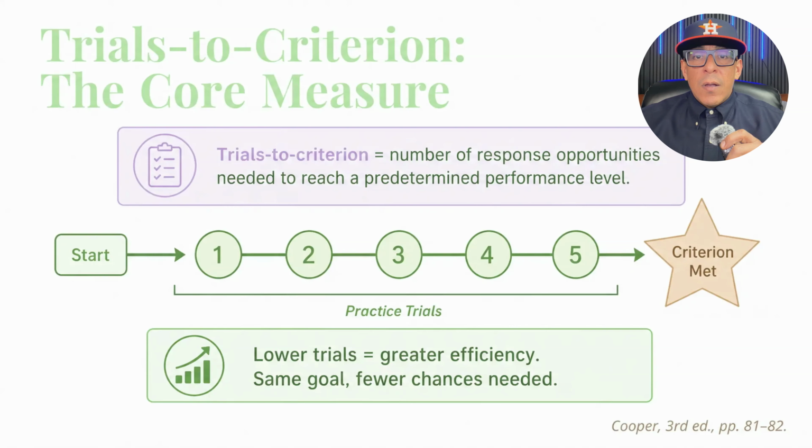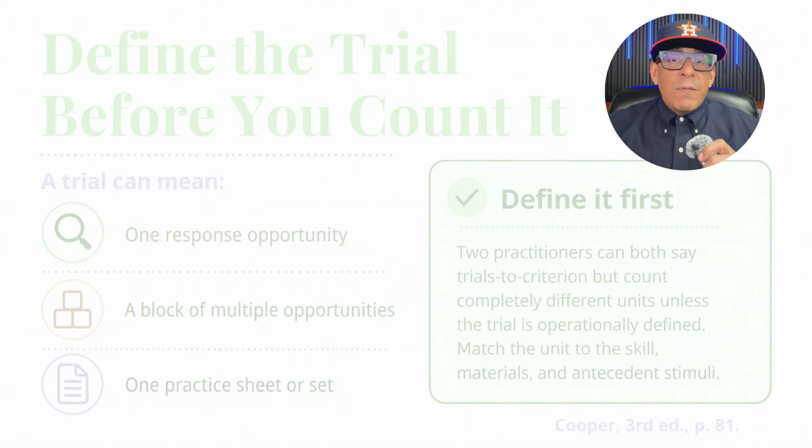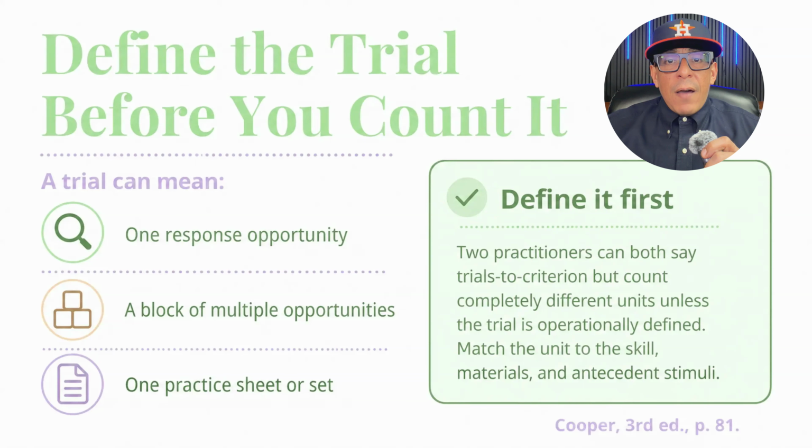Lower trials to criterion can show that one instructional method helped the learner reach the same criterion with fewer response opportunities. On the exam, when you see how many trials until mastery, think trials to criterion. Before you measure trials to criterion, define what one trial means. The text explains that for behaviors involving problem solving or discriminations that must be applied across many examples, a trial might be a block or a series of response opportunities.